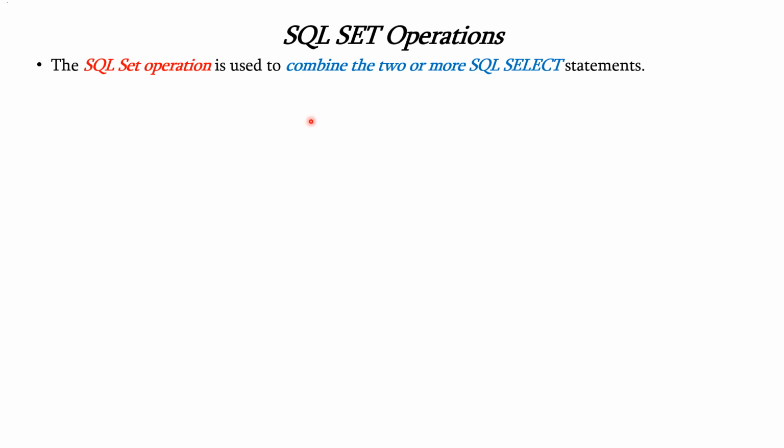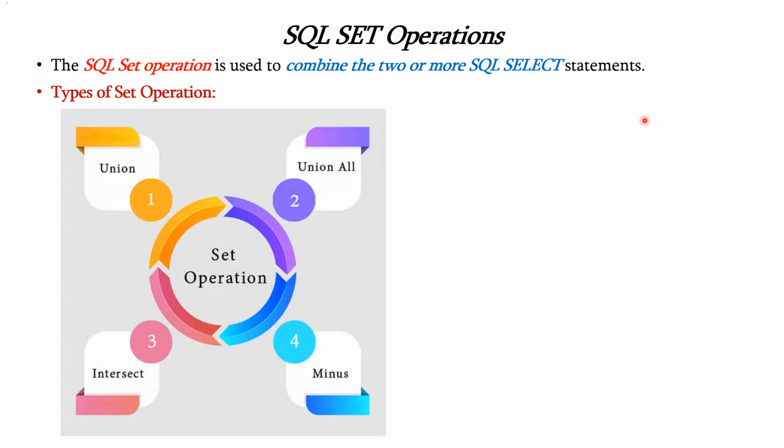The SQL set operation is used to combine two or more SQL select statements. The types of set operations are illustrated here. There are four types, namely union, union all, intersect and minus. Minus is used to perform the set difference operation. Some SQL servers support minus and some will support except to perform the set difference operation. So according to the requirement, we can either use minus or except.